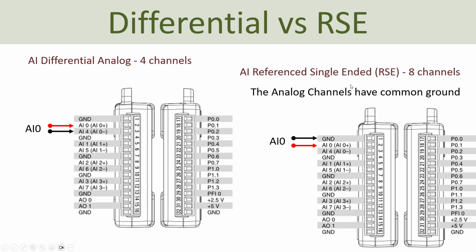But basically the main difference between reference single-ended and differential is that here each channel has its own ground or minus connector, while here all the analog input pins have a common ground, and that's why it's 8 of the reference single-ended channels, while only 4 of the differential channels, like this.